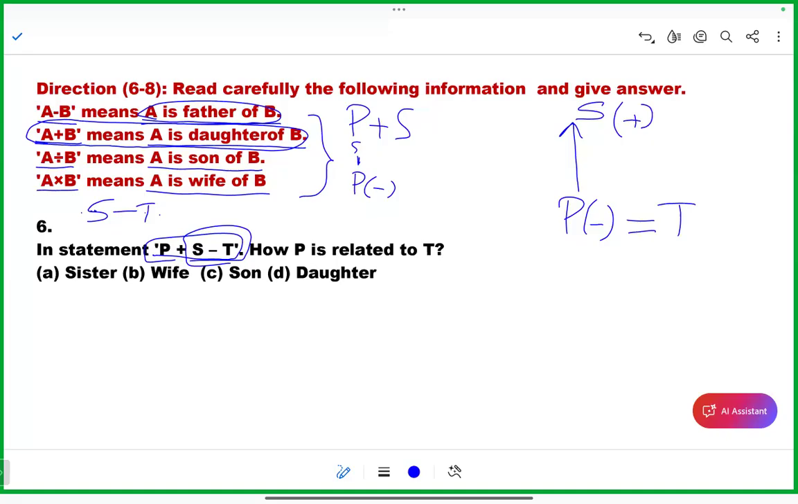How is P related to T? What is the answer? Easy. How is P related to T? Sister. Sister.